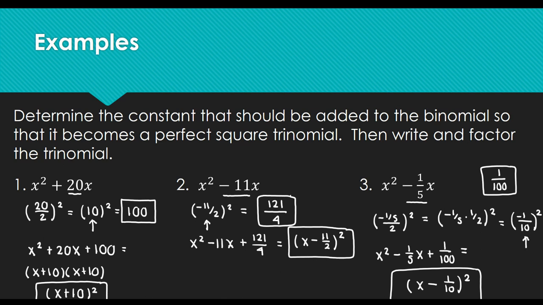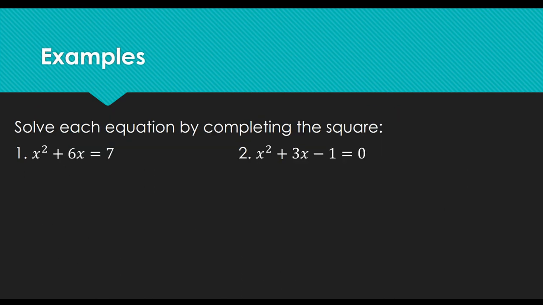Okay, so that's the process behind completing the square. So now let's get into examples of actually solving by completing the square. So notice that now I do have some equations. I've got equal signs. How I have this first problem set up, x squared plus 6x equals 7, this is actually how I want to have it.